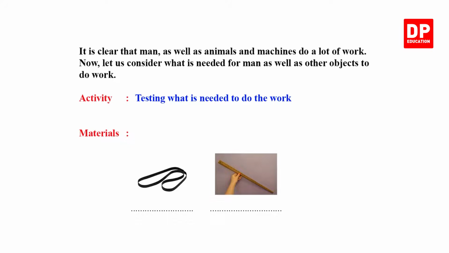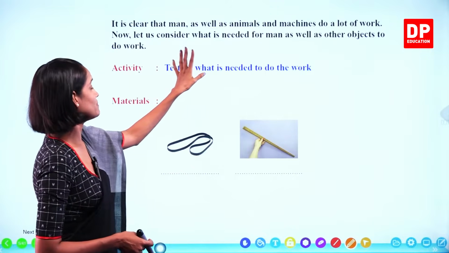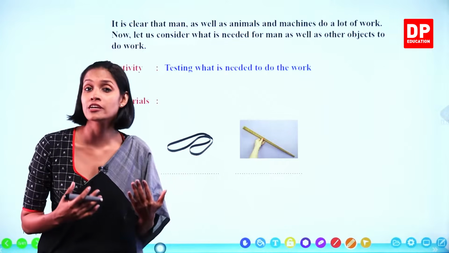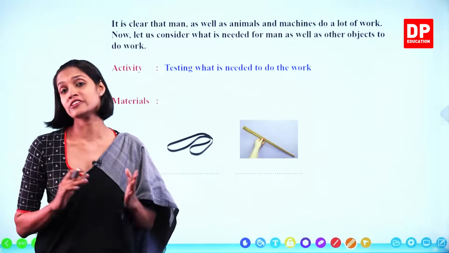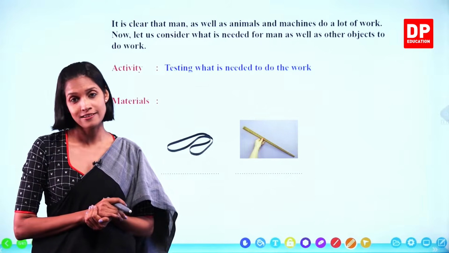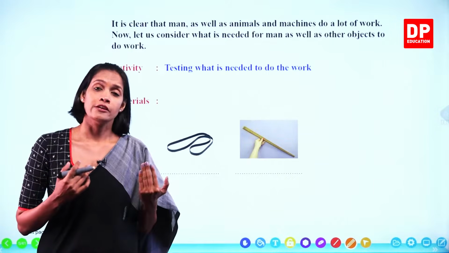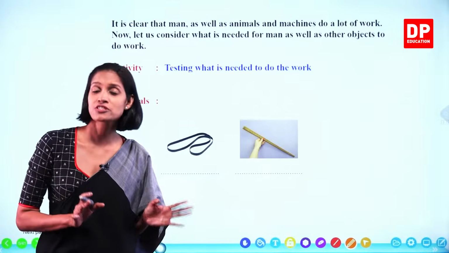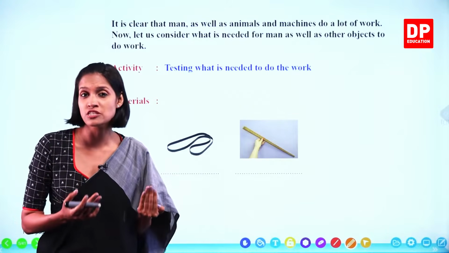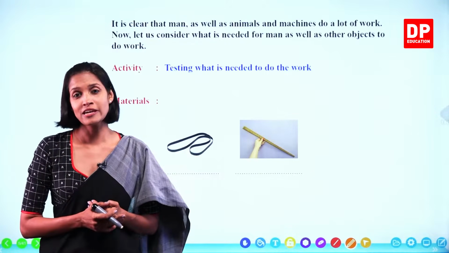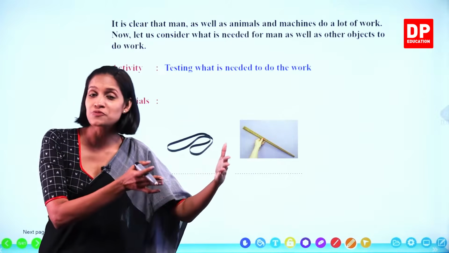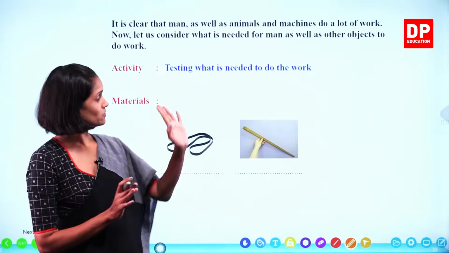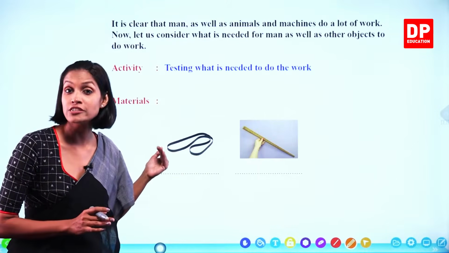Okay. So it's clear that man as well as animals and machines do a lot of work. So nowadays, in order to make our work easier, most of the time we use different types of machines. Right, children? So for example, in order to wash our clothes, we can use a washing machine. Some of us use washing machines. So in that way, it's very easy to do our work. Okay? But still, the work done is washing clothes. So we can do it manually or using a machine. Okay, so we can use machines also to get our work done.